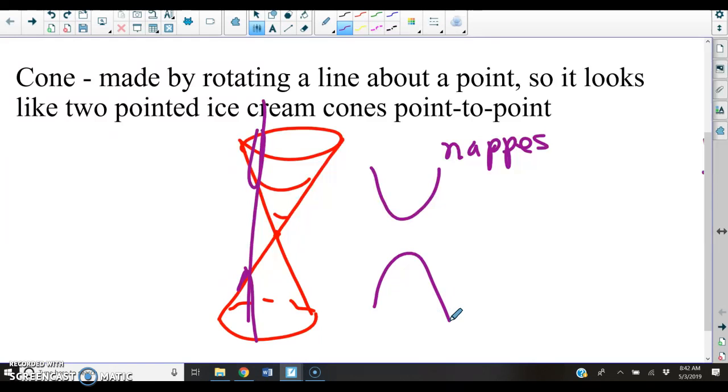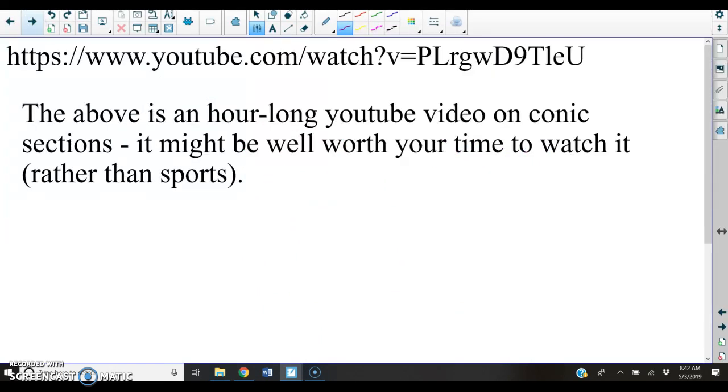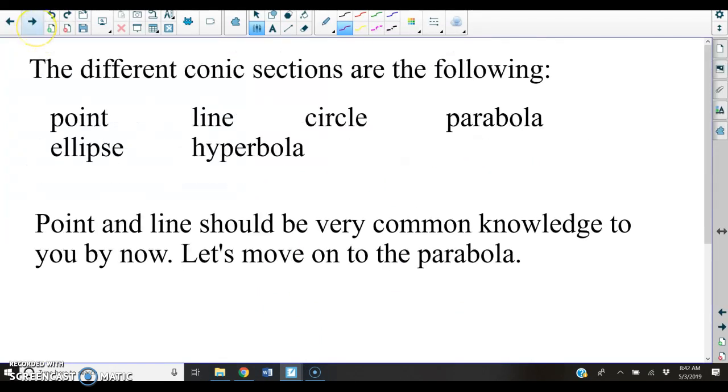So when we look at the possible conic sections, I'll come back to that. We looked at point, line, circle, ellipse we looked at before, we looked at parabola and hyperbola. Okay? So we're going to take a look at each of those.